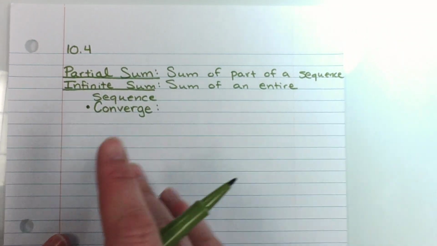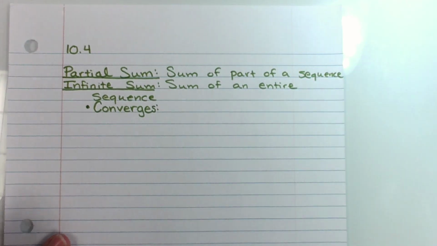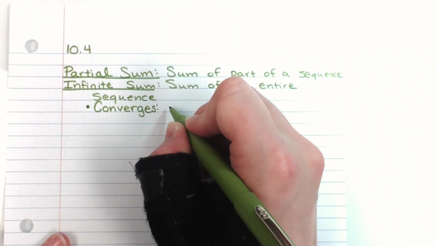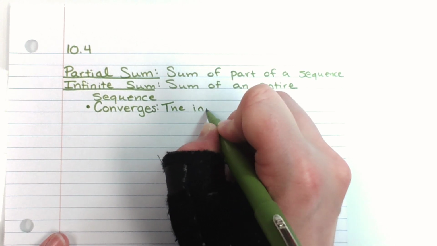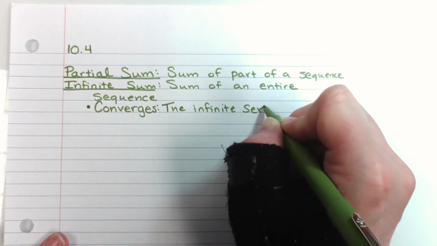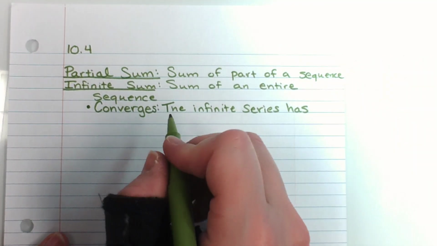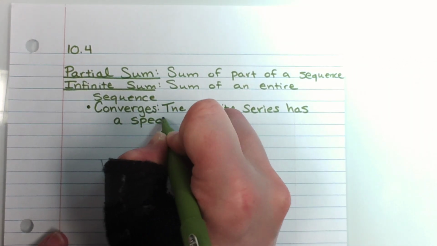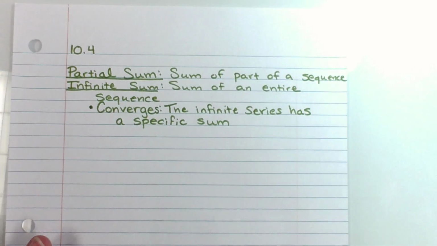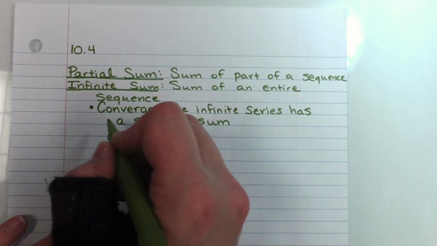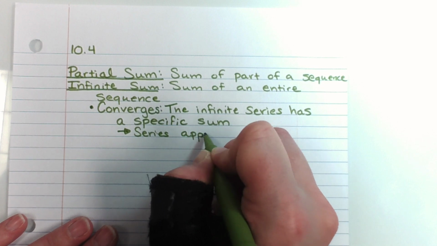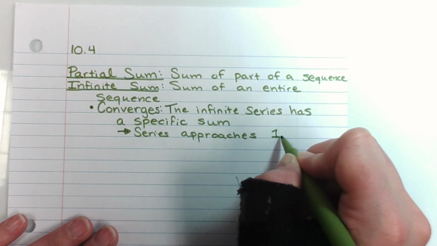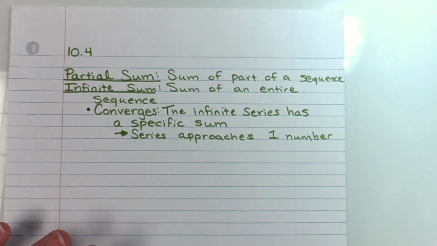An infinite sum converges or is convergent if it has an actual sum. Has a specific sum. It's this idea a series approaches one number. And that number we say is the sum. We say is what it converges to.